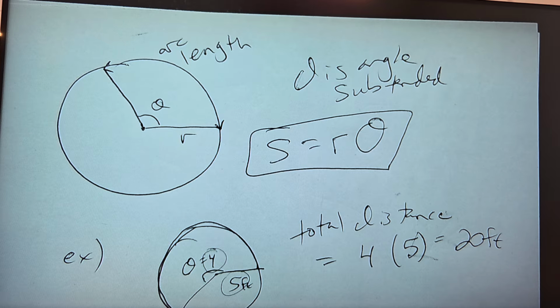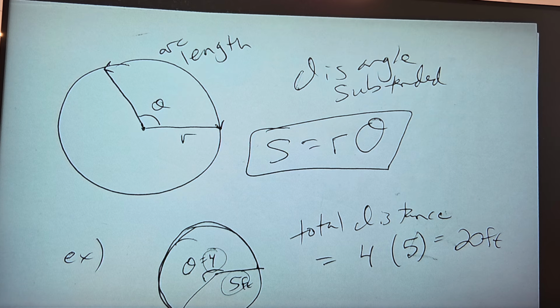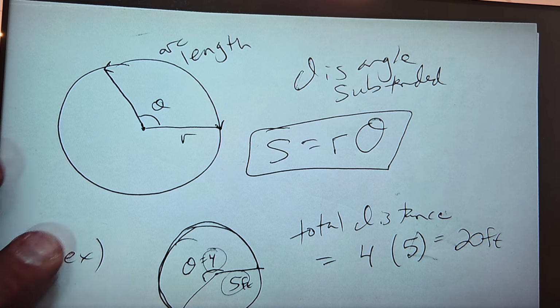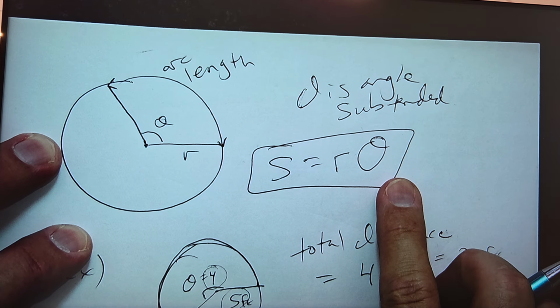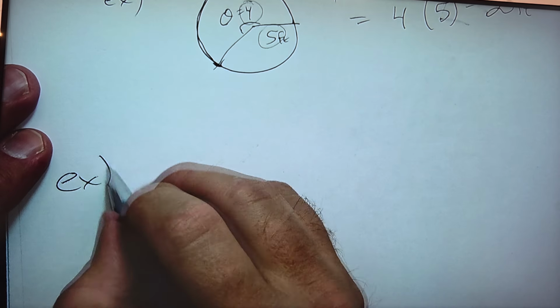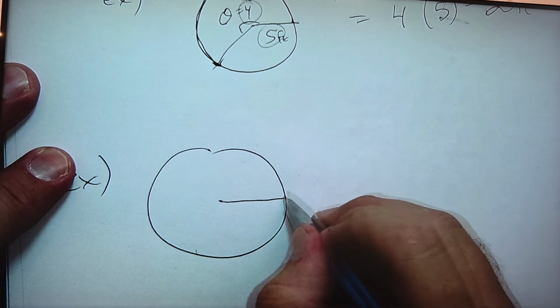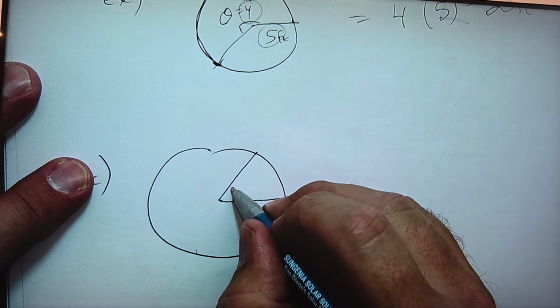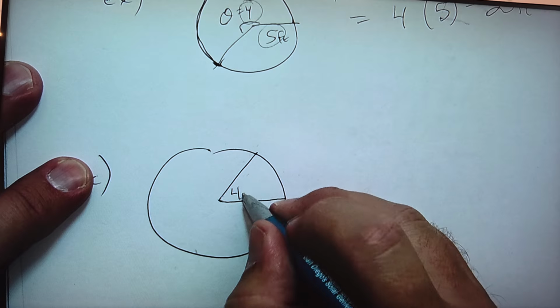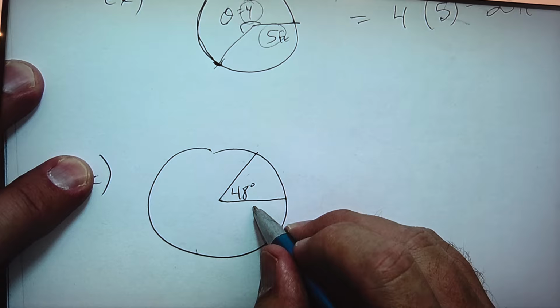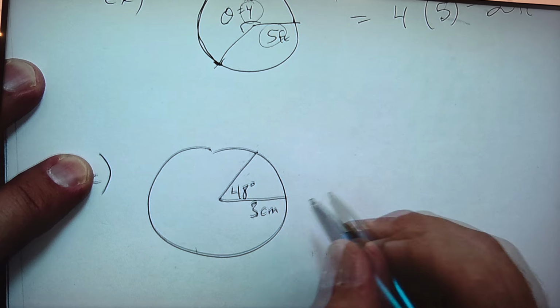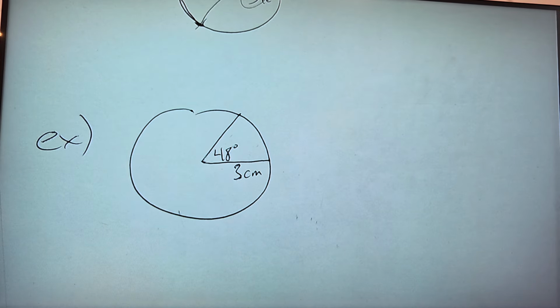Just to really put a fine point on this, let me give you a concrete example. See what you guys think. So everybody's got that formula down? You with me? Okay. So what if I had gone through an angle of 48 degrees and my radius was 3 centimeters? What would you do?